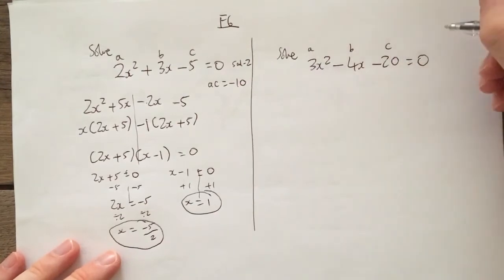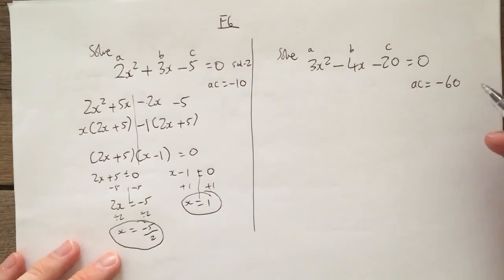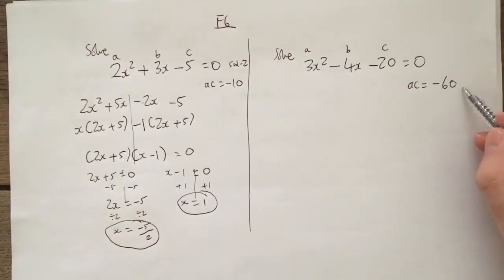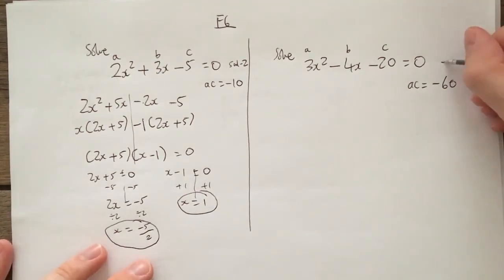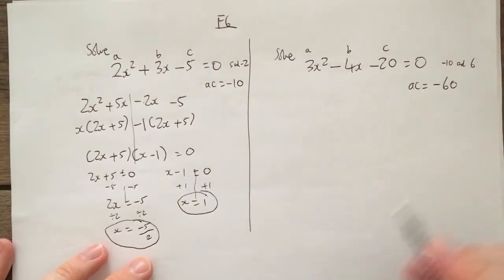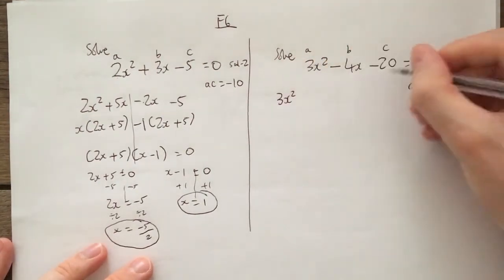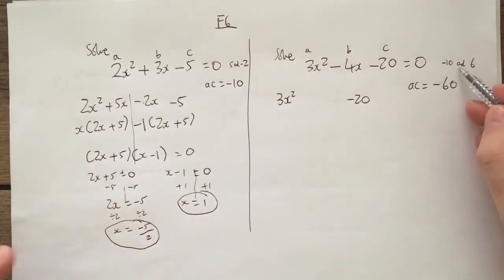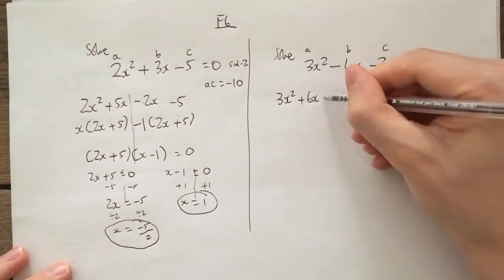A, B, C. AC equals negative 60 because 3 times negative 20. So two numbers that multiply to get negative 60, and add to get negative 4. Well, straight away, I think 10 and 6. So I think it'll be negative 10 and positive 6 because they multiply to get that and add to get that. So therefore, my A is the same, 3x squared. My C is the same, minus 20. The only difference right now is this. You know what? I could just prove a point. I'll do it the other way. So it'll be positive 6x here and minus 10x here.